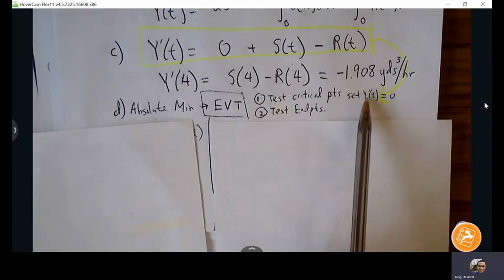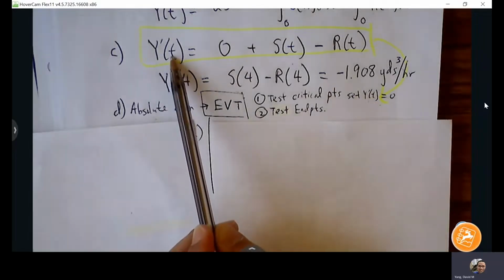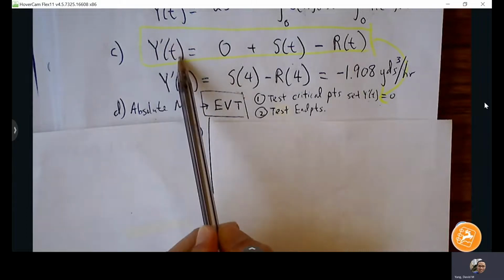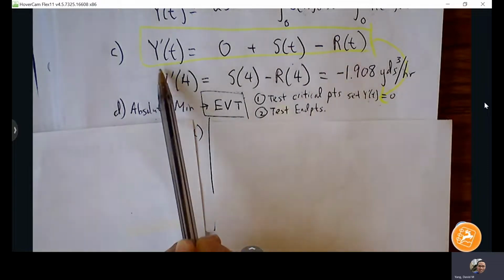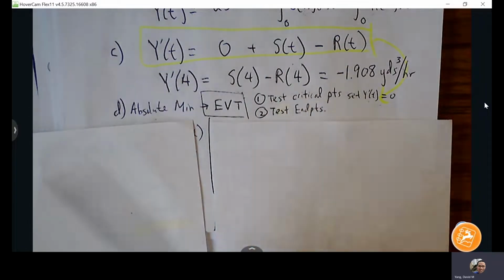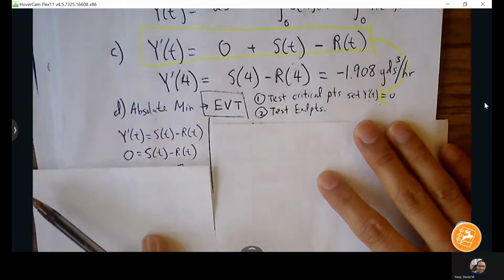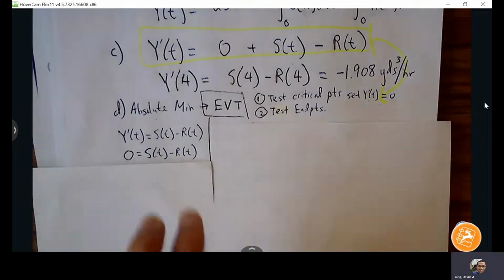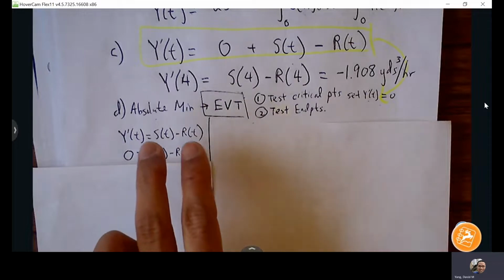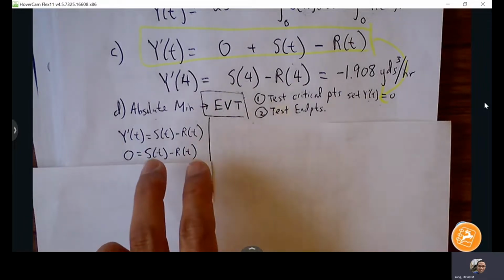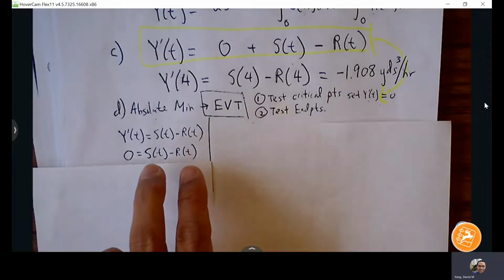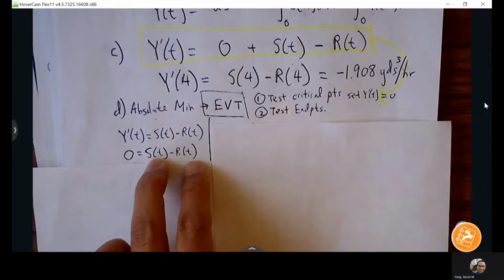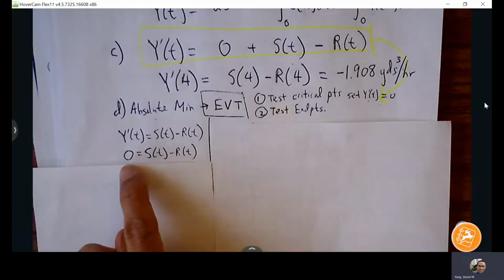So if I want to find y prime equal to 0, I just take that y prime from part C and set it equal to 0. So basically, S of t minus R of t equal to 0 is going to be a candidate where I can find my critical point. In your calculator, you can either use numsolve and set S of t equal to R of t, or you can set S of t minus R of t equal to 0. Or in your graphing calculator, you can graph S of t minus R of t, and then simply look at the graph to see where it crosses the x-axis.